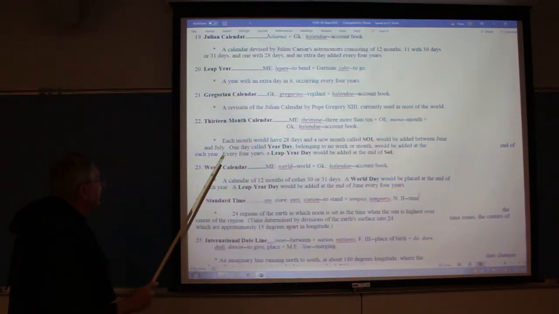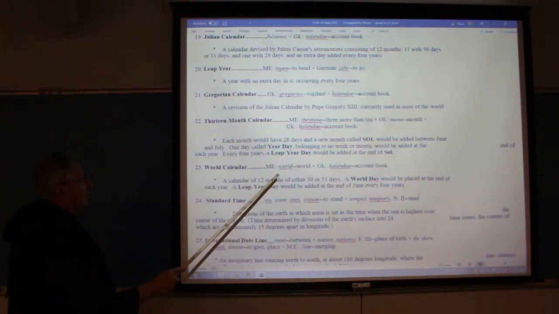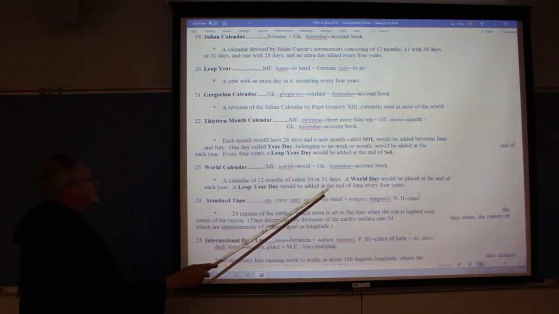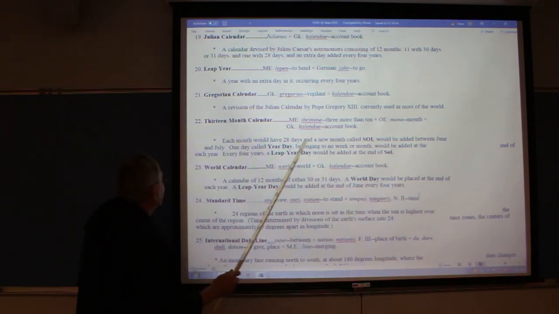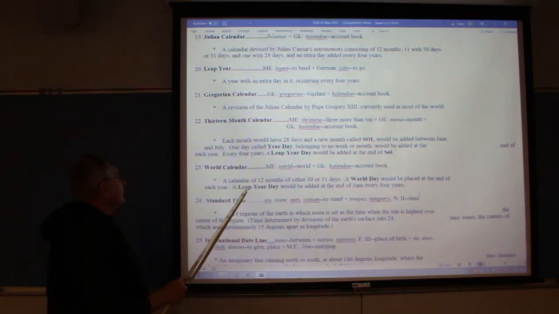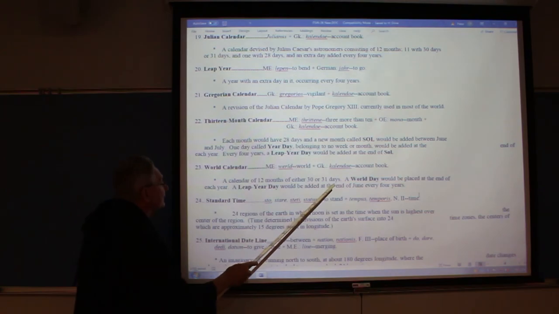Another one that came along was the world calendar. The calendar of 12 months of either 30 or 31 days. A world day would be added at the end of each year. A leap year day would be added at the end of June.